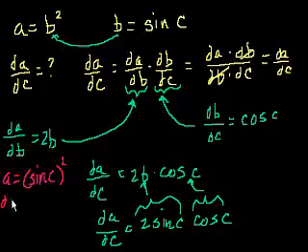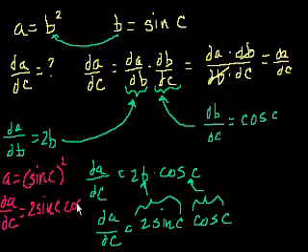So the derivative of a with respect to c is equal to, I think sometimes I said that I like to take the derivative of the inside and then multiply that times the derivative of the outside, but we could do it in either order. So let's take the derivative of the outside. What's the derivative of the outside? Sine of c squared, well, it's 2 sine of c, times the derivative of the inside. The derivative of the inside is cosine of c.